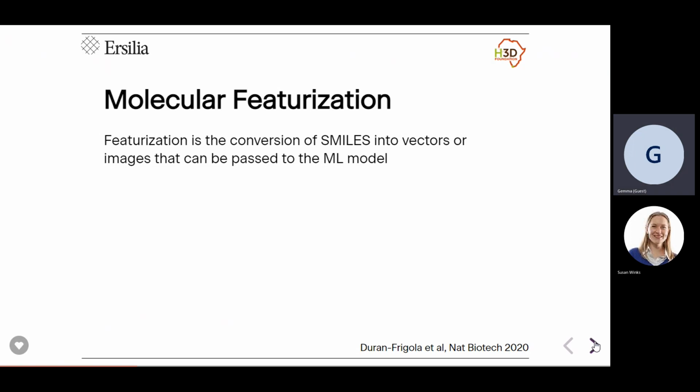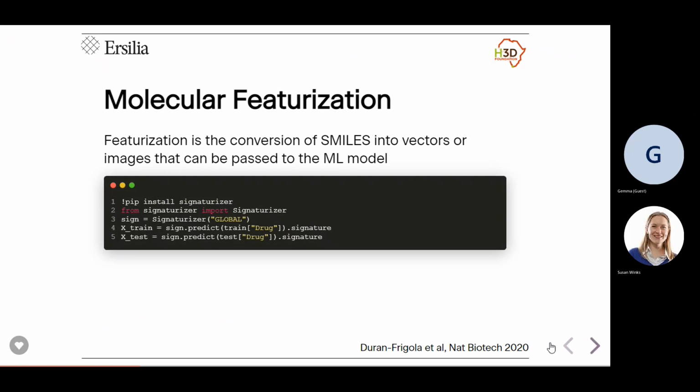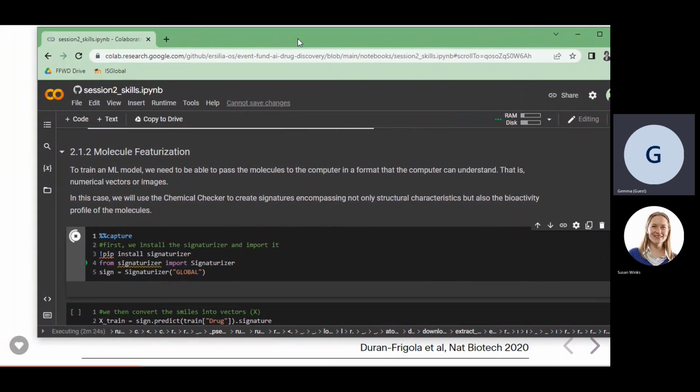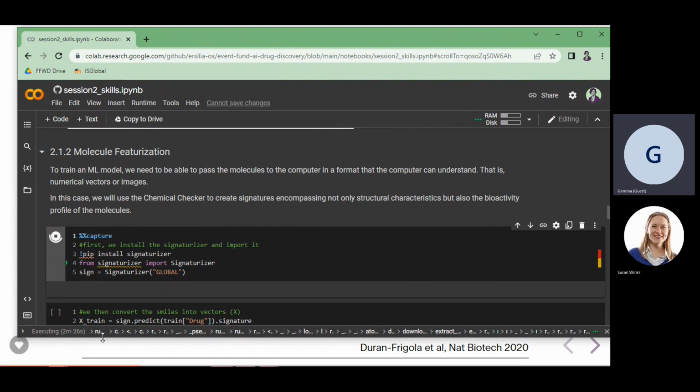Okay, so again, featurizing is converting SMILES into vectors or images, in this case vectors, that can be passed to the machine learning model. Okay, so we are installing the signaturizer. In my case, it's still loading, also yours. Yeah, okay, it takes about 3 minutes. So when you get nervous and are like, why is this taking so long? You can check here: when it's executing, it's running things, so it's working. It usually takes a bit less, but because all of us are connected on the internet, it may just be a bit slower for everyone. But it should take about 3 minutes.